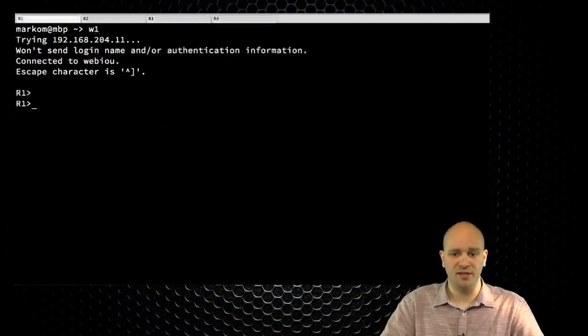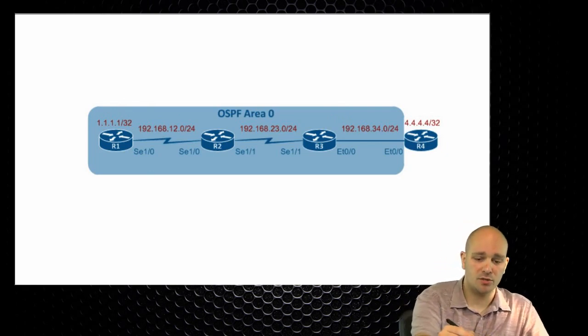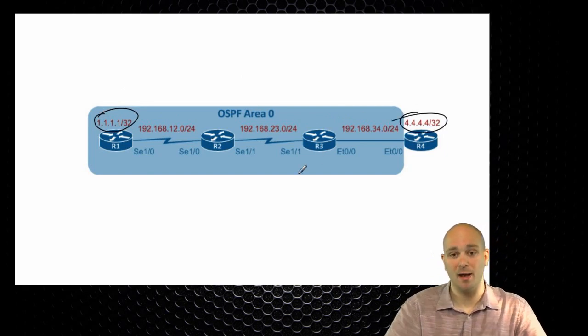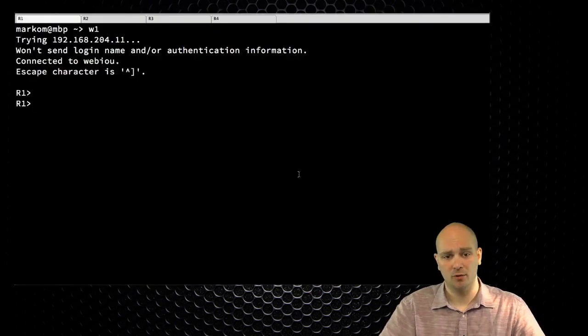And the goal of this task is very simple. What we want to do is we want the loopback of R1 to be able to ping the loopback of R4. In other words, we want the communication between this loopback and this loopback here. So let's go on R1 and take a look at what's going on.